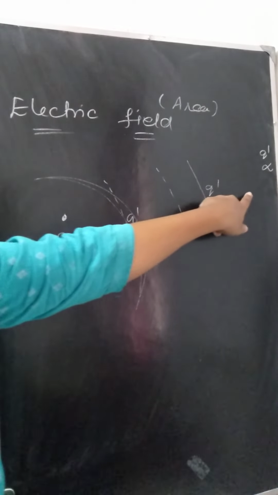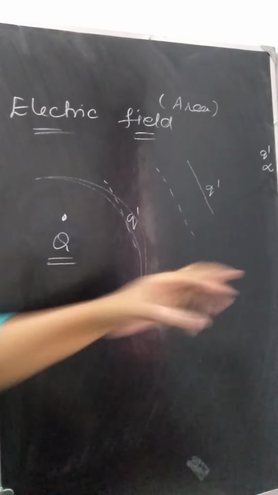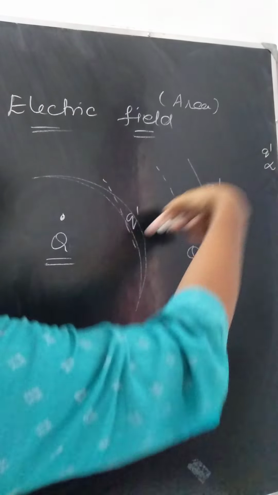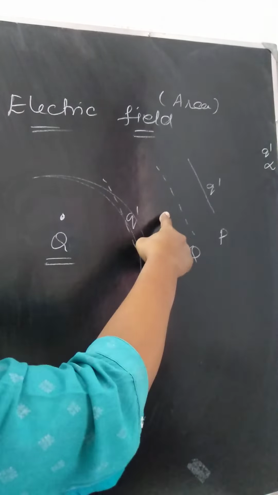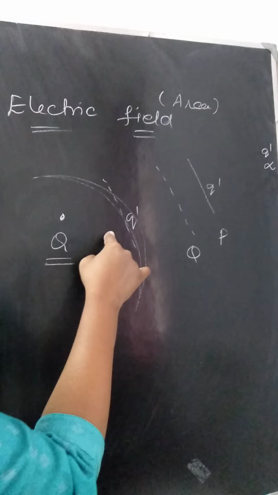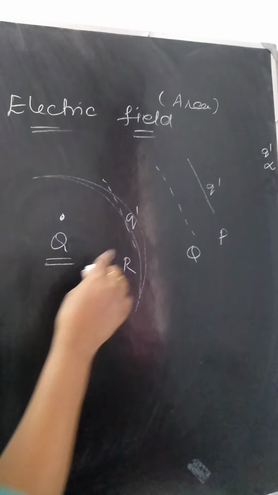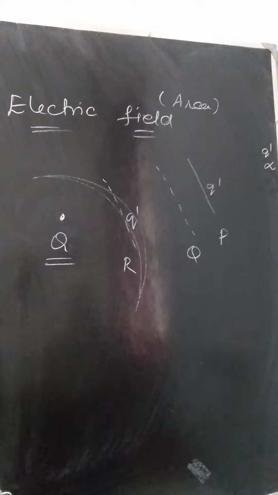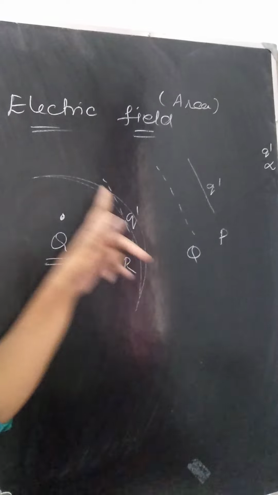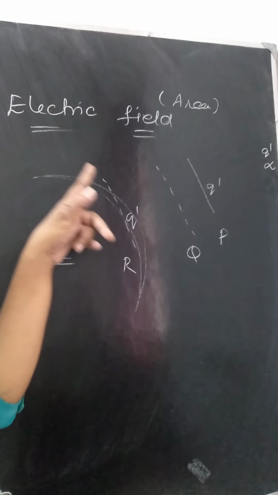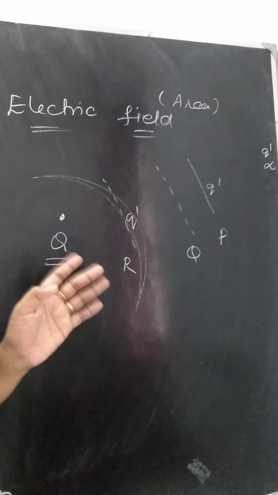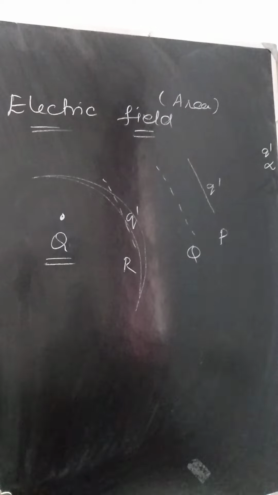So I am bringing the test charge closer to the source charge. I kept it at a point, any point P, and I don't feel any force. Then again moving the test charge, I came closer to the point Q, and still I didn't feel any force. When I bring it closer to the point R, then I start experiencing the force of attraction or repulsion. So up to which distance from the source charge Q I experience the force of attraction or repulsion, that is known as the electric field of the source charge Q. Is this clear? What is electric field?